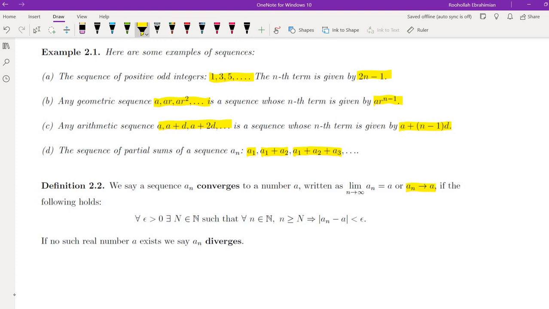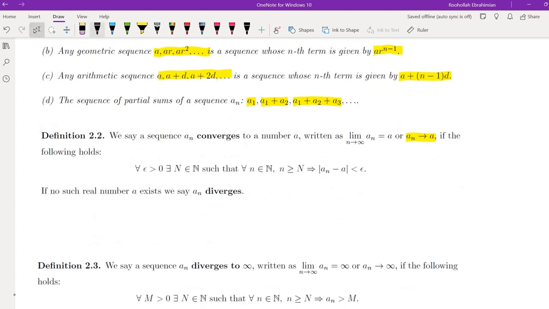For every epsilon positive, there is a natural number capital N such that after that point, so starting from capital N and then capital N plus 1 and so on, the difference between an and a is less than epsilon. So what does that mean?